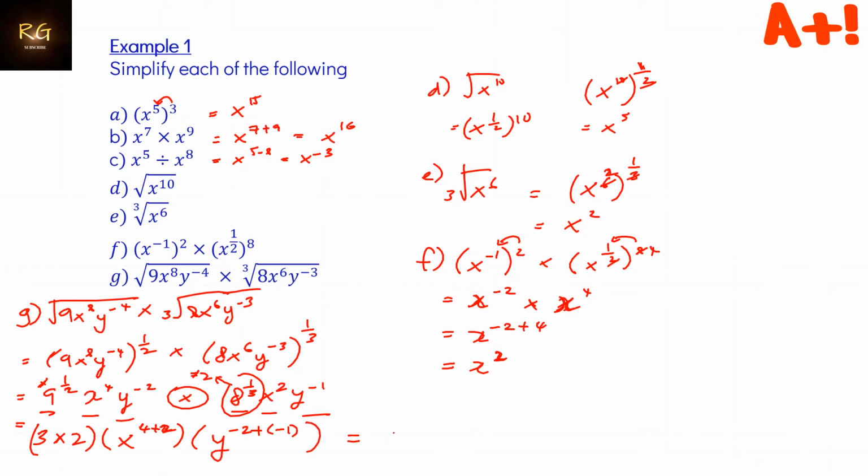So let's try to solve everything in one shot. 3 times 2 will become 6. For x, 4 plus 2 will become 6 again. And then for y, negative 2 plus minus is minus, right? So negative 2 minus 1 is going to give you negative 3. So that is the answer for g.